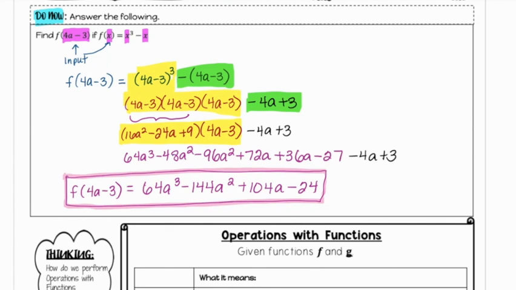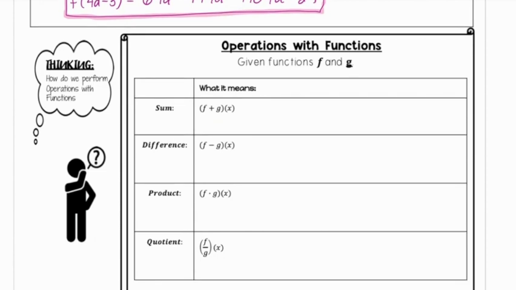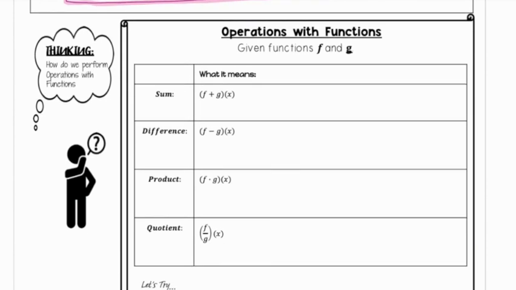So let's look at our thinking for today and what it is that we're doing. So today, what we are doing is we're going to be answering or trying to figure out how do we perform operations with functions. We know there are 4 operations. We have sum, we have difference, we have product, and we have quotient. We have done these operations since elementary school, and we are going to apply that to functions.